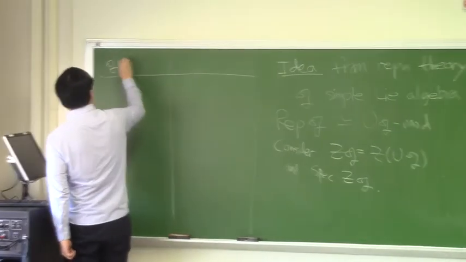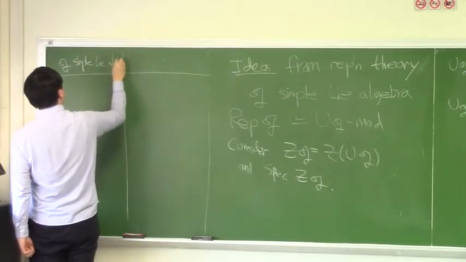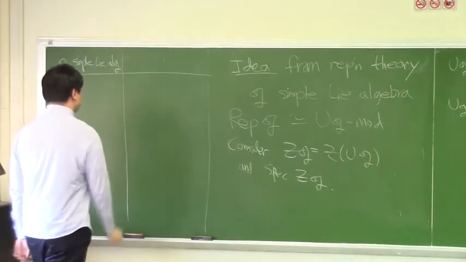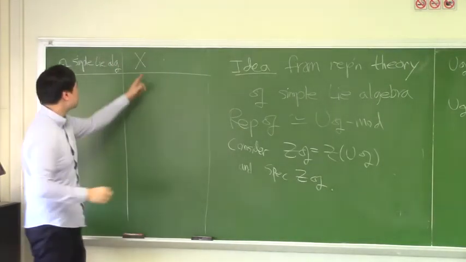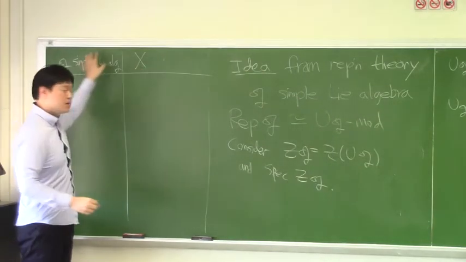So G, simple linear algebra, and I want to fill out what's going to happen for quasi-smooth scheme on the right hand side.